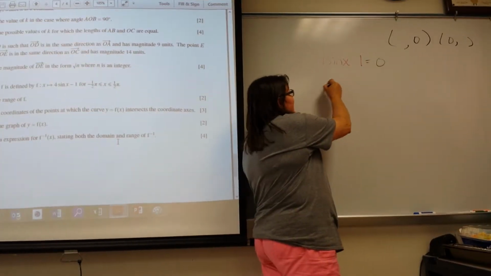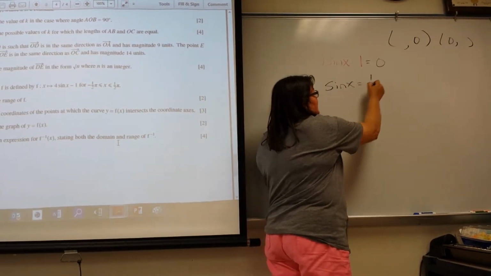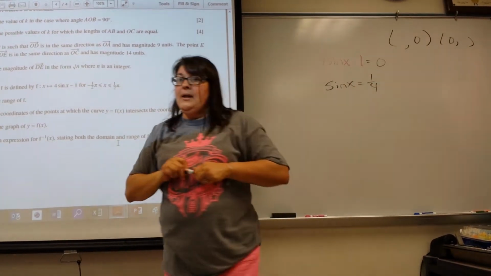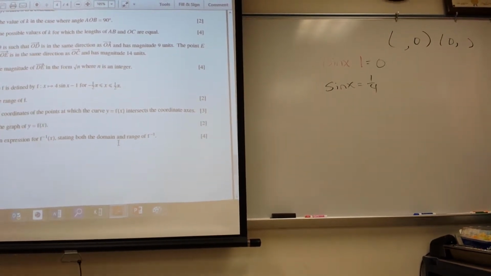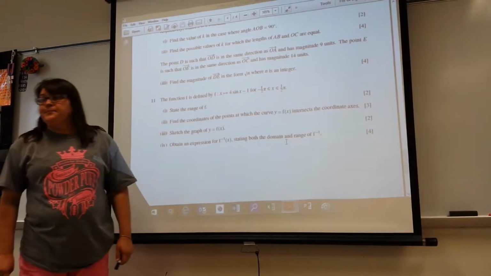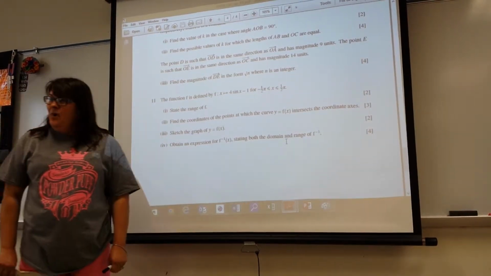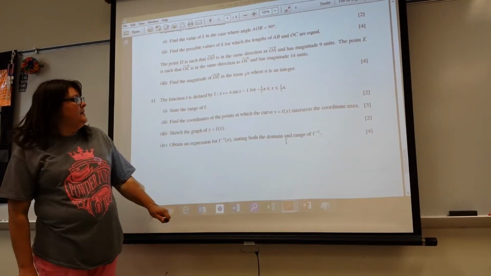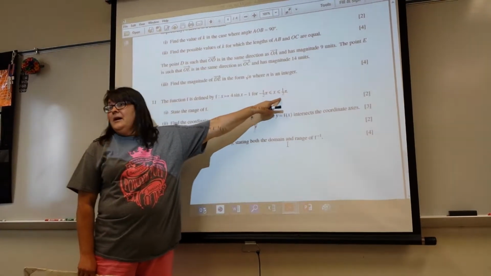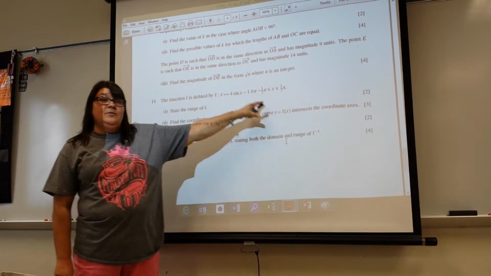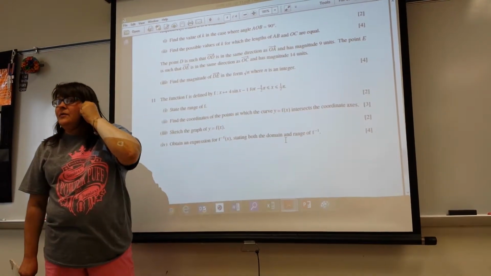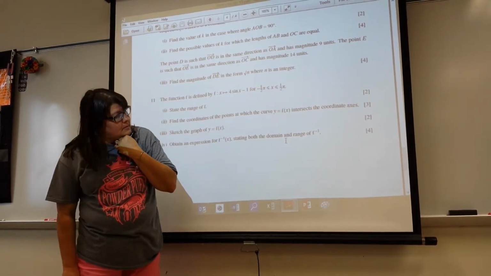So you're going to take sine of x equals 1/4. What's your best way to do that? Plug it in your calculator. What should I be in? Radians, because this had pi in it. It started by telling you in pi. If it said degrees, then you would be in degrees.